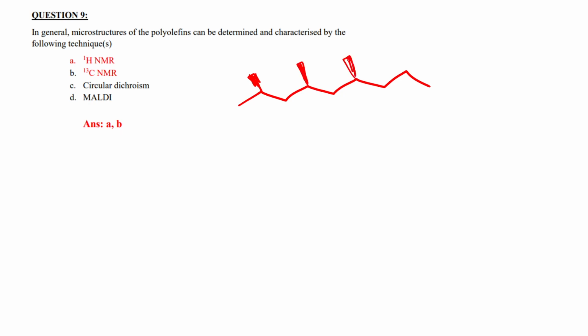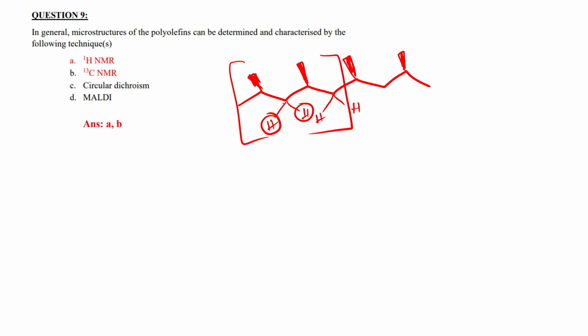So when you have this kind of arrangement, for a monomer when you take the proton NMR, here we are seeing that these two proton units, this proton and this proton, they are chemically not equivalent.